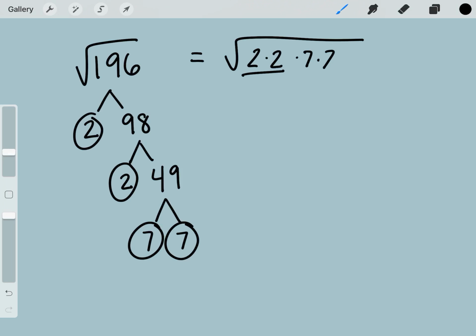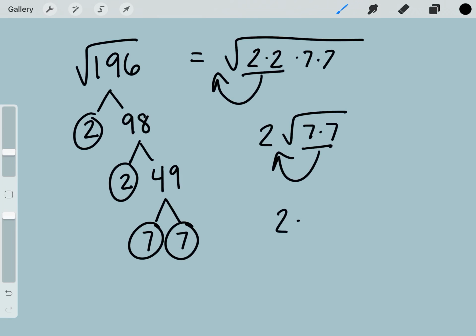So we can now see that there's a pair of 2's that can leave the radical. So they leave as 1 two, leaving the square root of 7 times 7 left inside the radical. But that's also a pair, so that can also leave the radical. So 2 is outside the radical, 7 is outside the radical, and nothing is left here. It's all blank. There's nothing left.